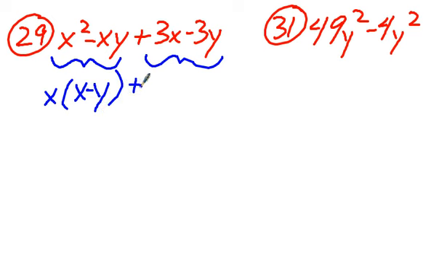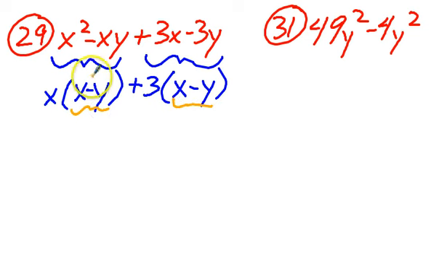Plus, these have a 3 in common. So I'm going to distribute out a 3. So that would leave me with x minus y. Okay? Now this did exactly what I wanted it to do. Notice when I grouped it and factored out a GCF, see how this is exactly the same as this?